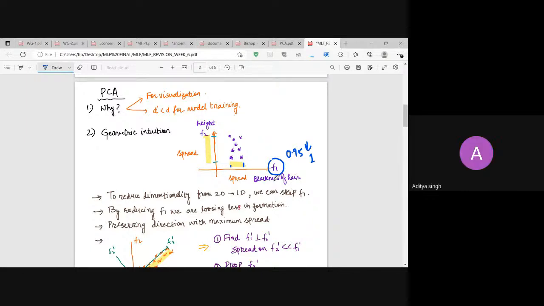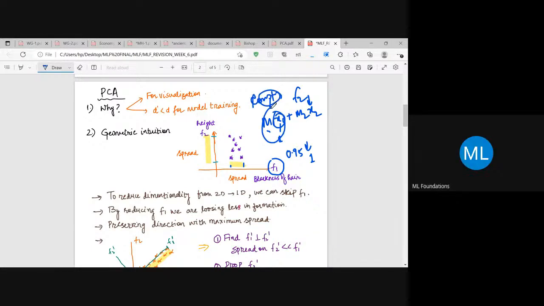If I'm removing this f1 and just keeping f2, we are not losing much of the information. Our model will be as good as with f1 and f2, because f1 every time I'm getting the same value, almost 1. For example, if the model is something like m1 x1 plus m2 x2, and x2 is for the height, f2 feature, and x1 is f1. So in m1 x1 every time I'm putting the same x1, almost 1, so this will work like a constant value.